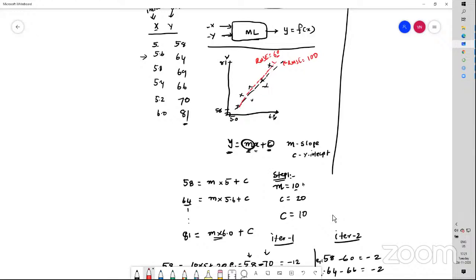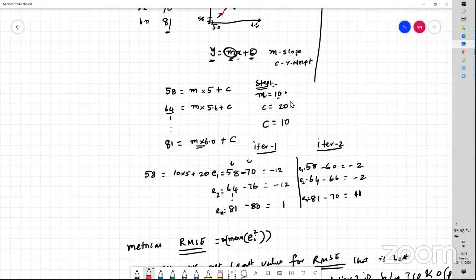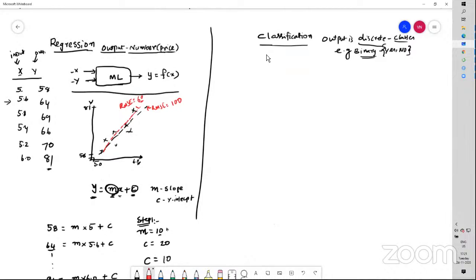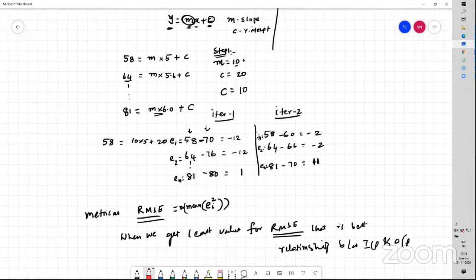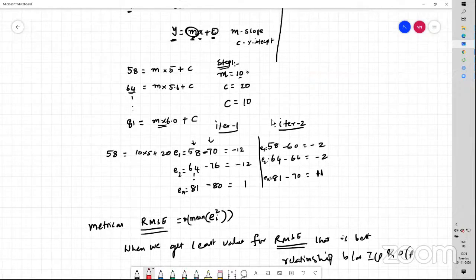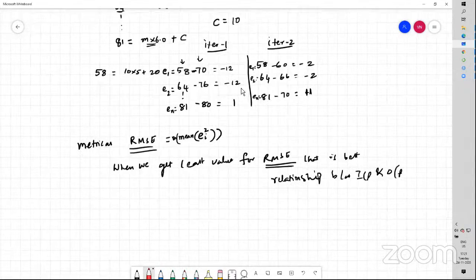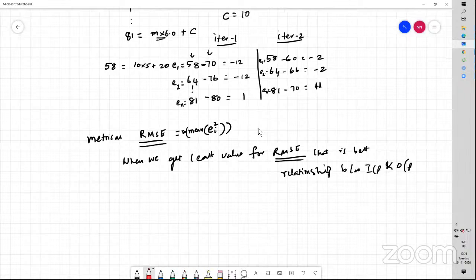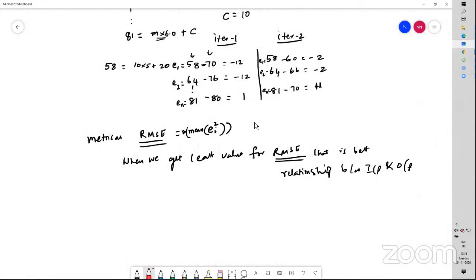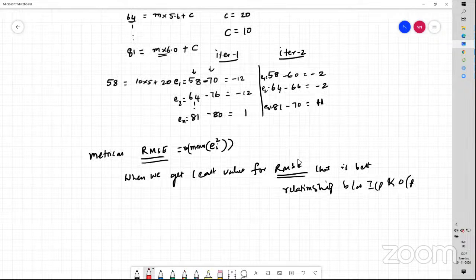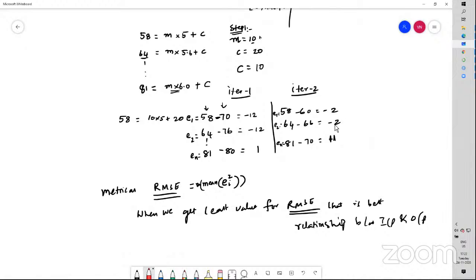So we need to find out at what values of M and C we will get the least value for RMSE. That is the best value that explains the relationship between the input and output. But because there are very few observations, I am able to find out the best iteration by just looking at the data.